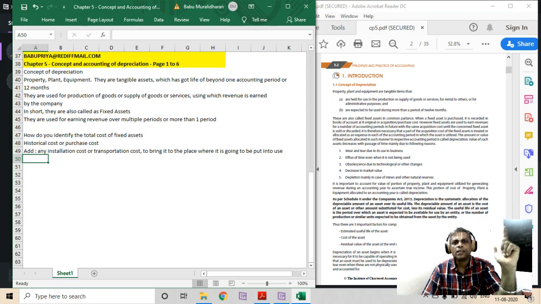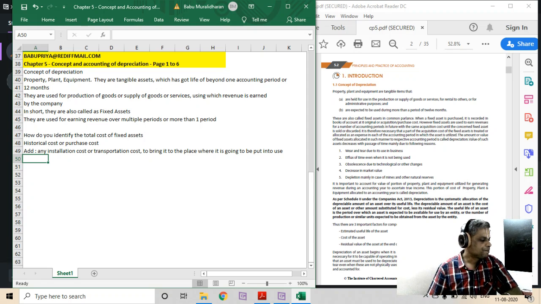Installation cost, transportation cost, or any wages incurred on installing the machine to put it to working condition all have to be included as part of the cost of the asset and should be used for calculation of depreciation. So for machinery, not only its cost of purchase, but also its installation cost, transportation cost, and related expenses like wages, to bring it to working condition, has to be treated as part of the fixed assets cost.